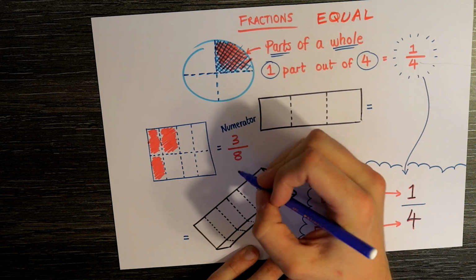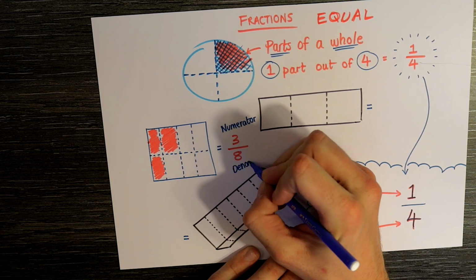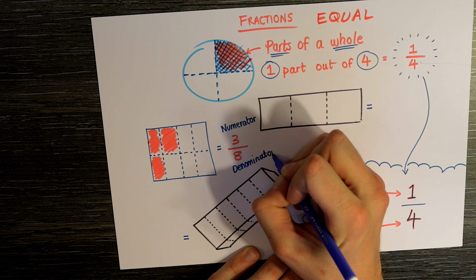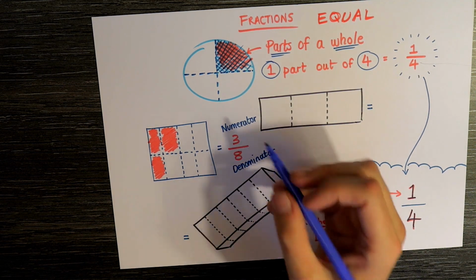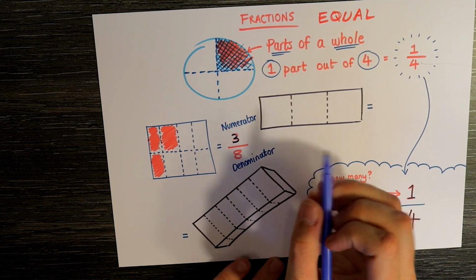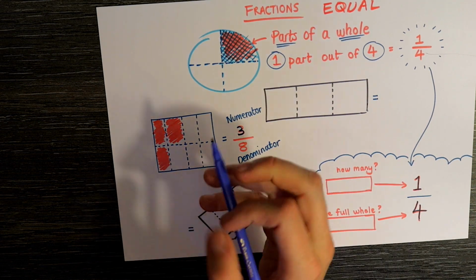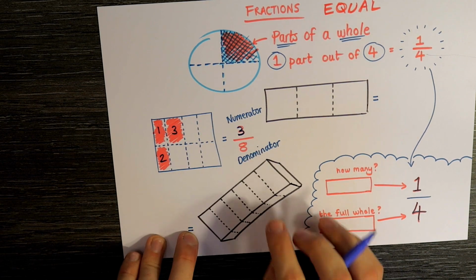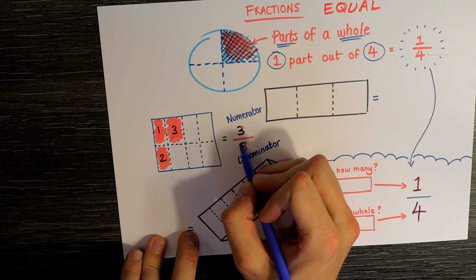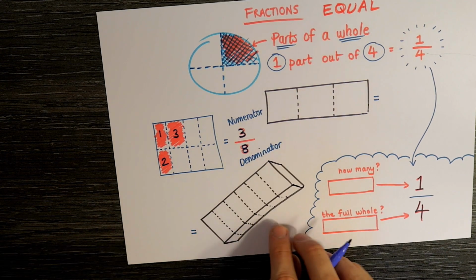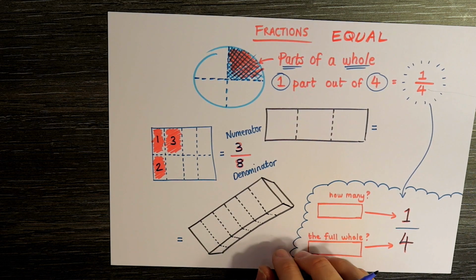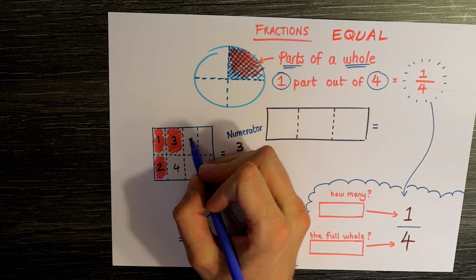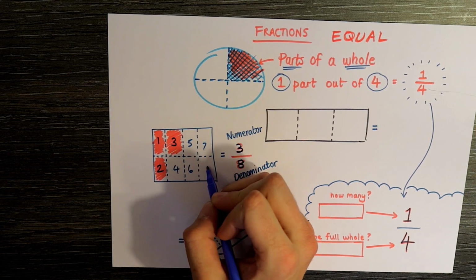Okay, so our 2 numbers here that we use to build this fraction are the numerator on the top and the denominator at the bottom. Now as we look at the top number 3, that numerator tells us how many parts we have. We have 1, 2, 3. The bottom number tells us the total number of parts that we have split the whole thing into. So we are looking at 1, 2, 3, 4, 5, 6, 7, and 8.